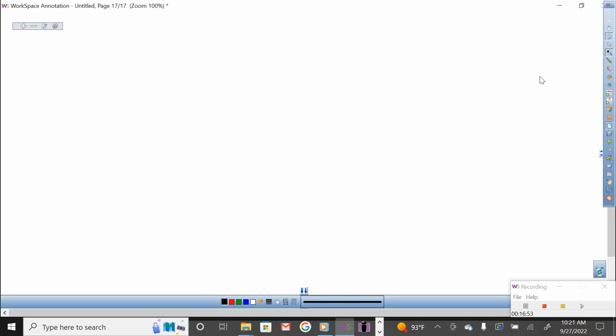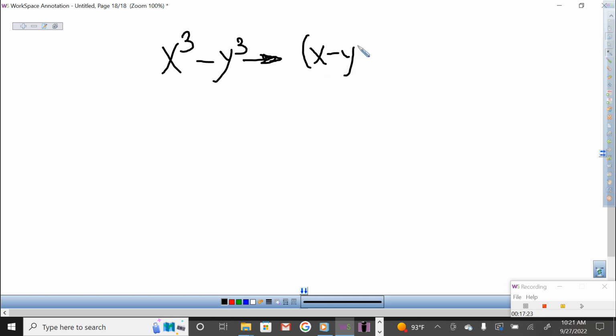Okay, not bad. All right, look at this one. X cubed minus y cubed. Tell your neighbor how to write that, please, without looking at your notes. All right, Clarissa, go. X minus y in the trinomial. That is correct.